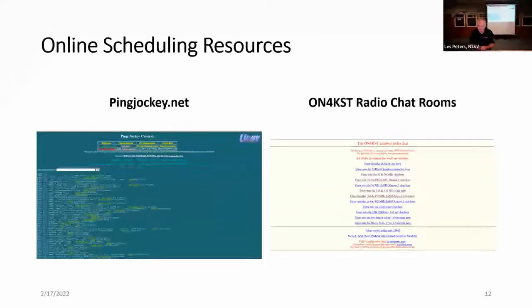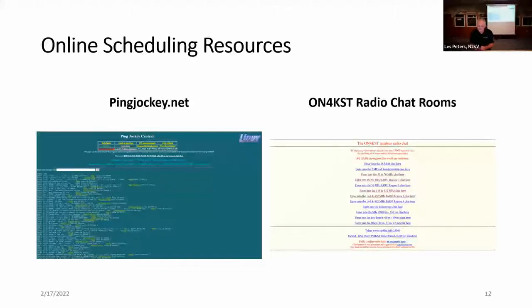Here are a couple of scheduling resources that you can find online. One is Ping Jockey. Ping Jockey is neat. You can get on there and post messages. You can tell people that you want to work somebody, or you're transmitting on a certain band, certain frequency in a certain direction, and people will listen for you. There are a lot of well-educated meteor scatter people that you can ask questions of. Again, most active times are going to be early morning and late evenings, like 9 or 10 o'clock. Of course, if there's a meteor shower, it'll be all night.